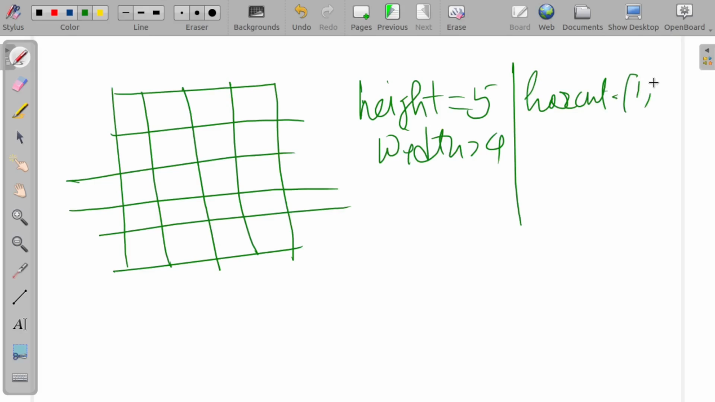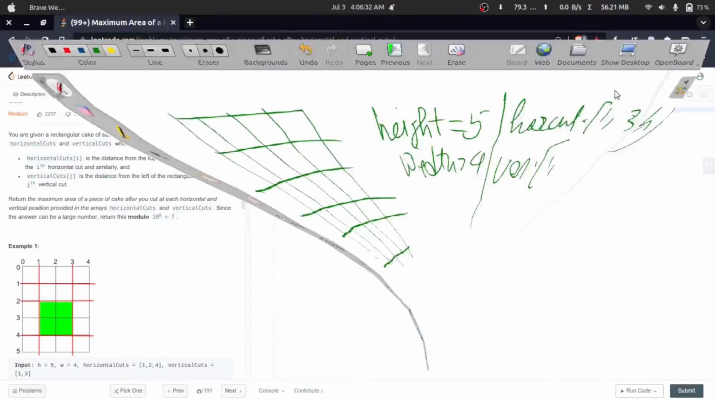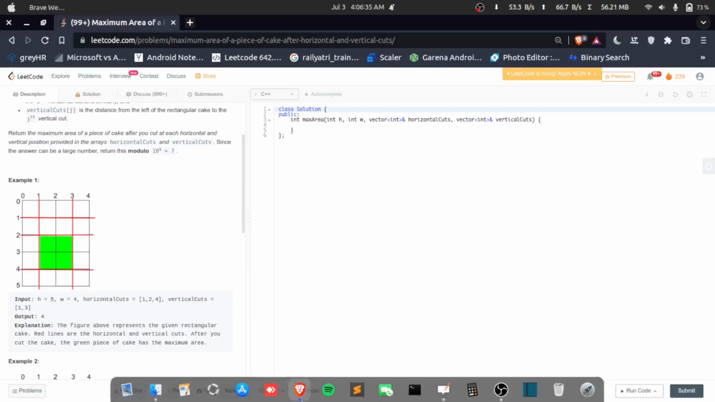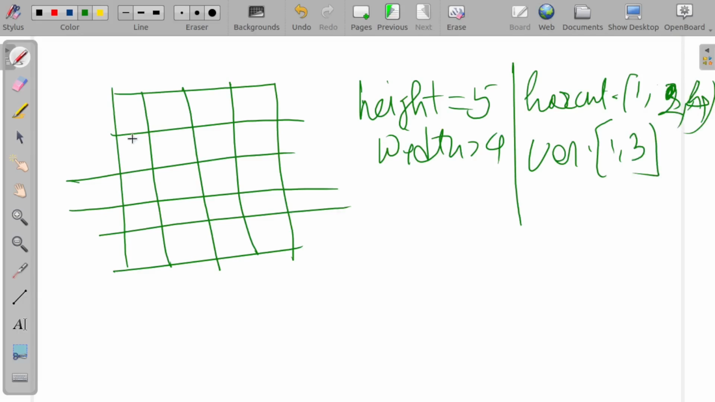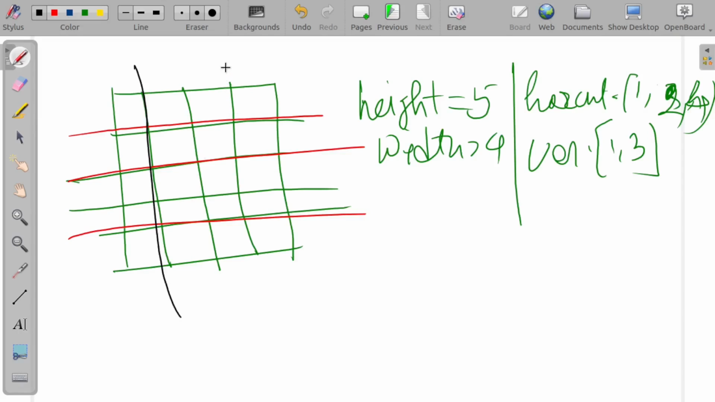1 3 4 basically, and vertical is 1 and 3, no, maybe, hold on, 1 2 4 and 1 3. So the horizontal cuts are 1 2 4 and the vertical cuts are 1 and 3.